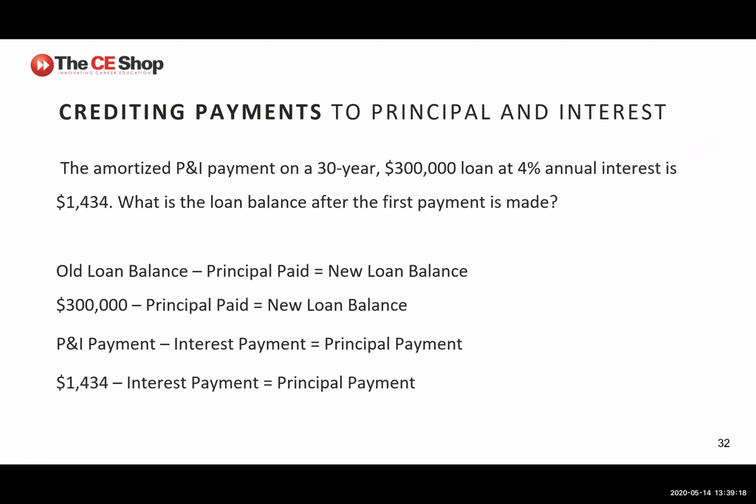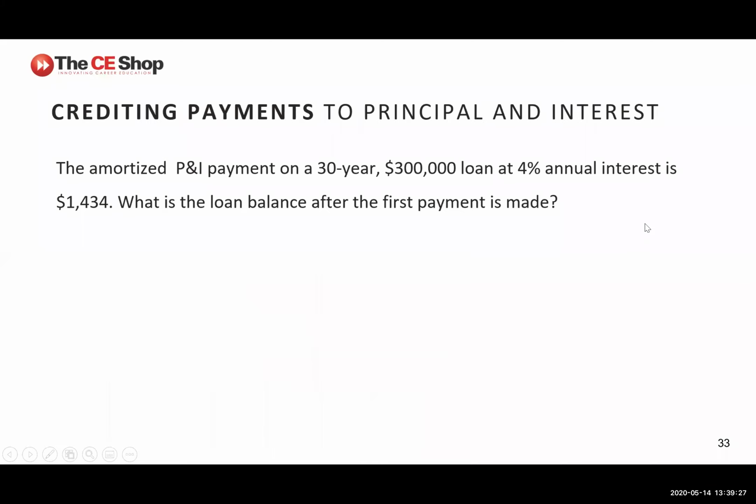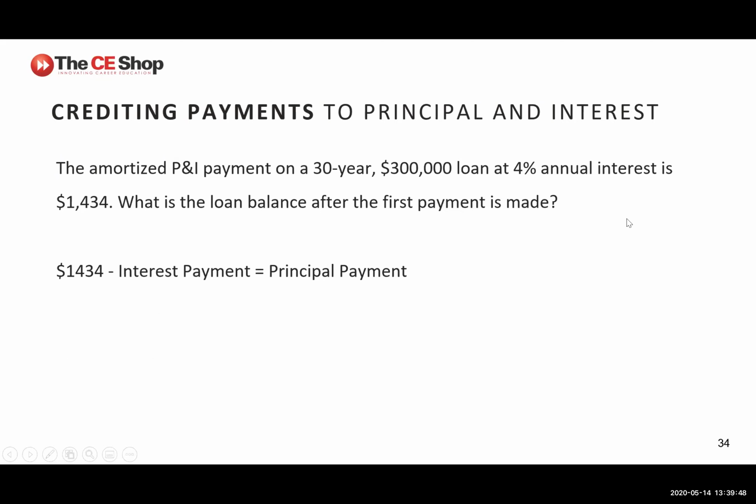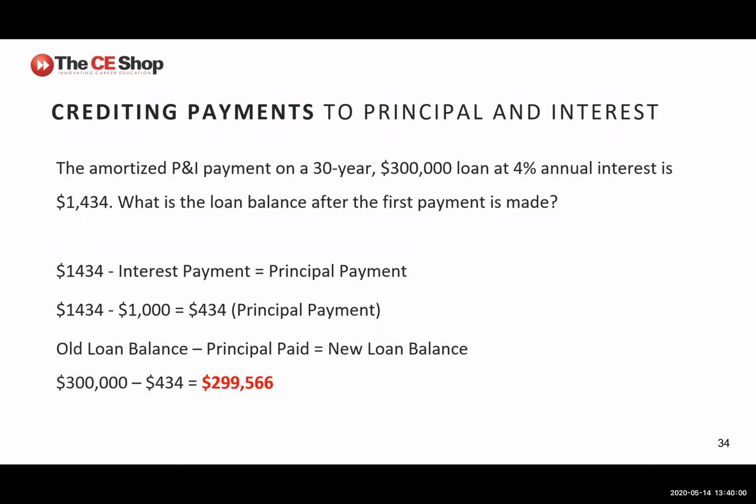So the way you got to figure this one out is you've got, at least you've got a payment. Your principal interest payment was $1,434, but you do have to figure out how much interest you're paying and what the principal payment is. So you take the loan amount times the interest rate to get your annual interest. $12,000 annual interest. So you're paying $1,000 worth of interest a month when you're starting out. So you go back to that original of what your monthly payment is, subtract out your interest, and you've got a $434 payment that's going to your principal.